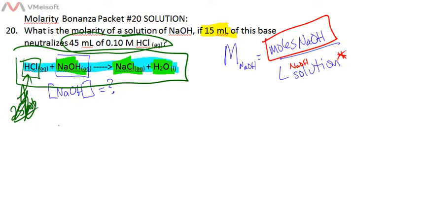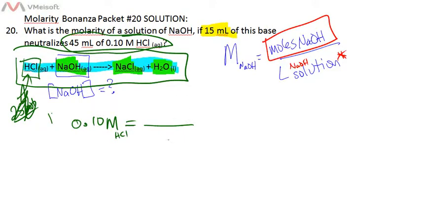Okay, so how do we know how many moles of hydrochloric acid we started with? Well, let's see what information we have. We know that we have a 0.10 molar solution of hydrochloric acid. It's very important to label all the stuff here because there's lots of different moles of stuff and lots of different liters of different solutions. Take the time to do that. It will help you in the long run.